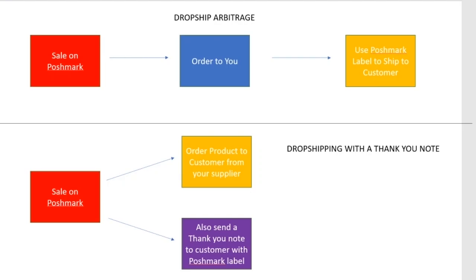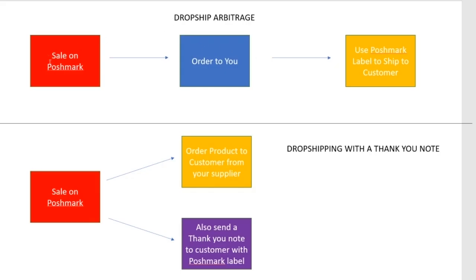The issues with Poshmark that you need to understand, the main thing is that you need to use the Poshmark label to ship it to the customer. Okay. So there's two main ways that you can do this. I've tried them both. They both work well. Okay. You can do dropship arbitrage, or you can drop ship like normal with a thank you note. Because you need to ship the Poshmark label to the customer, they actually need to track the label from you to the actual customer in order to pay you out, for you to actually get credit for the sale.